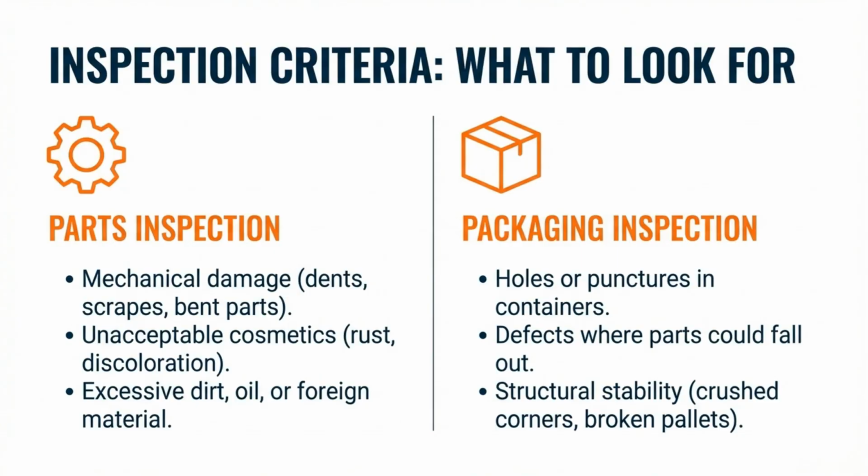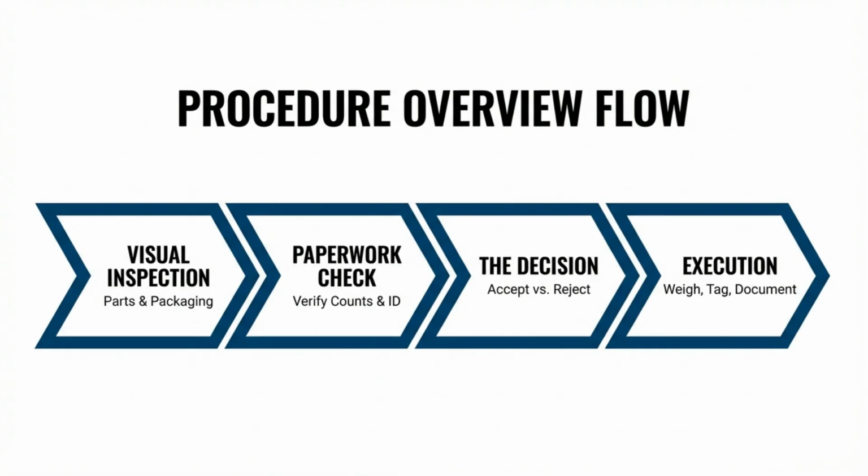Inspection criteria covers both parts and packaging. For parts, look for mechanical damage, unacceptable cosmetics like rust, and excessive dirt or oil. For packaging, check for holes, defects where parts could fall out, and structural stability issues. The procedure overview flows through 4 main steps: visual inspection of parts and packaging, paperwork check to verify counts and identity, making a decision to accept or reject, and execution, which involves weighing, tagging, and documenting.